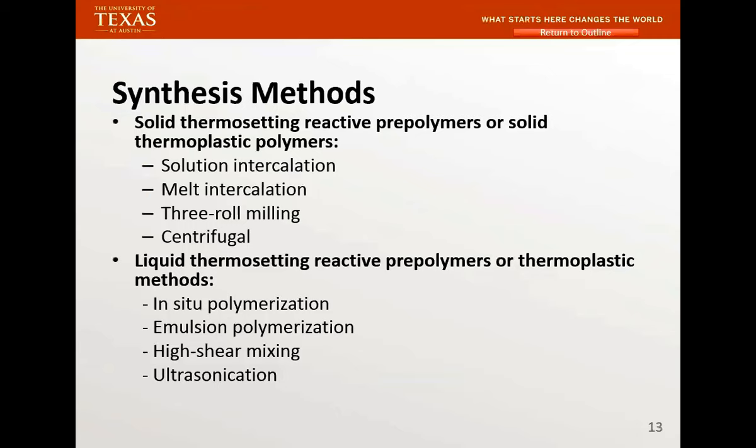Sometimes you may actually have to use 2 of them. I don't want to use 3 or 4, because the more processing you need to do, eventually when you go to industry, it's going to be very expensive. In terms of liquid, in situ polymerization is a chemistry technique. Emulsion polymerization is very similar, except it uses water. High shear mixing is an engineering technique.